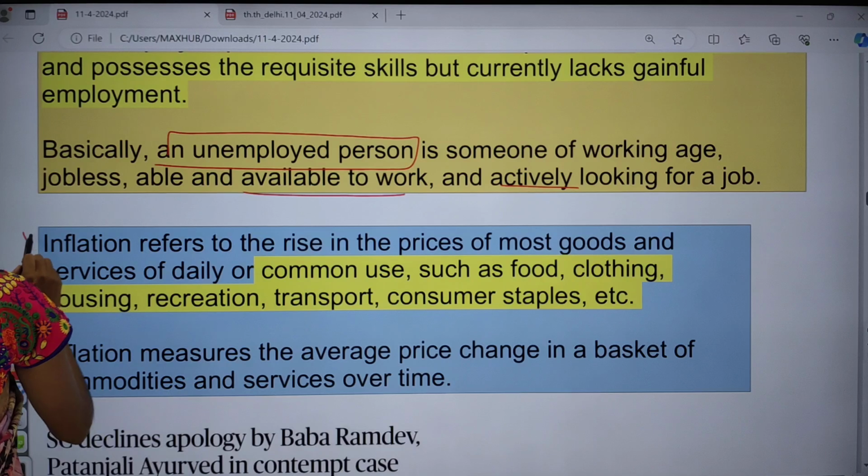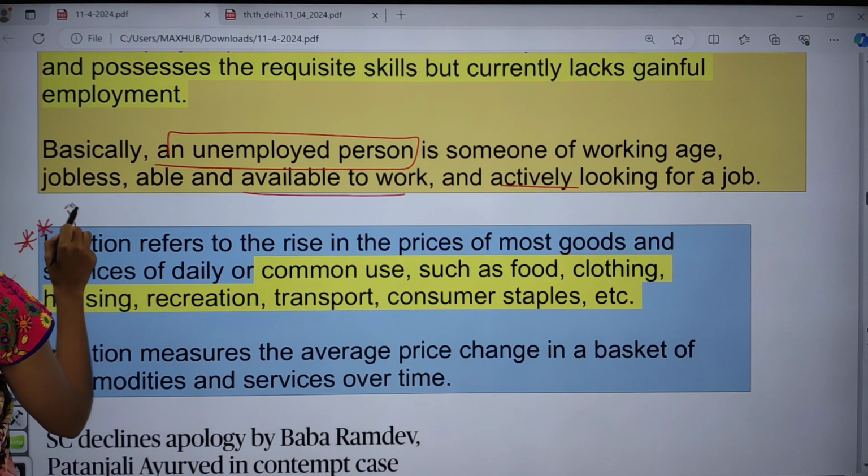And the next one is inflation. Inflation is a very important concept from your prelims point of view.